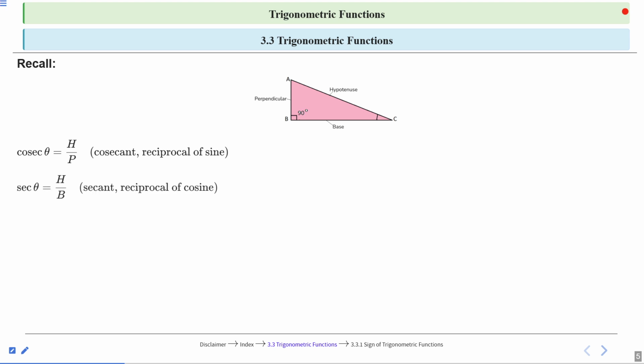Now sec theta is hypotenuse upon base, right? We can call it secant also, which is reciprocal of cos theta. Clear? Because cos theta was base upon hypotenuse, so sec theta is hypotenuse upon base. Now cot theta is equal to base upon perpendicular, right? Which is called cotangent, reciprocal of tangent. Okay.